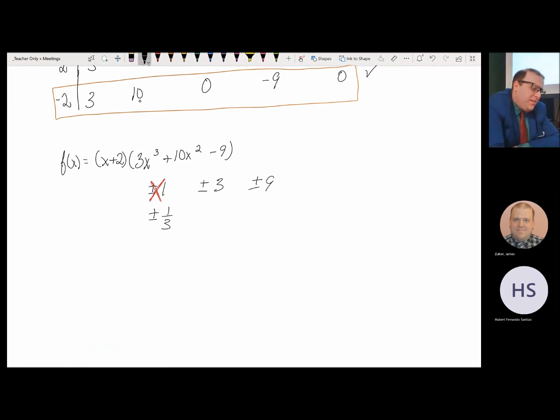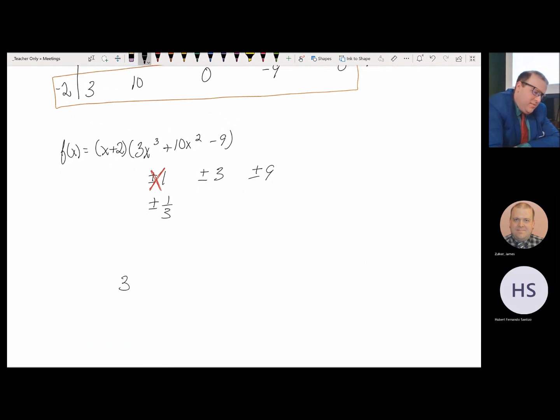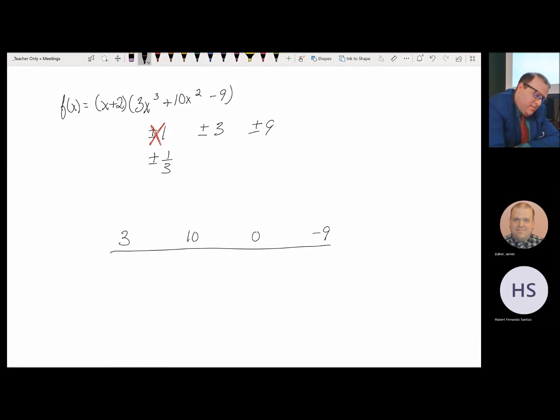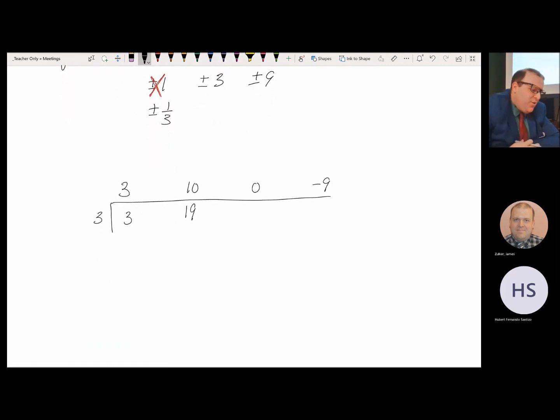Coefficients are already given, right? 3, 10, 0, negative 9. Well, let's just start with 3 and see what that gets us. 3 times 3 plus 10 times 3 plus 0 times 3 is not going to be 9.